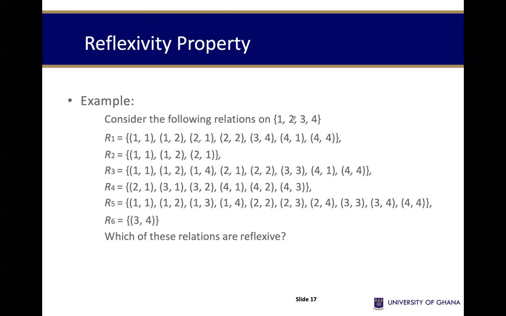We're going to check whether 1 is related to itself. When we are done, we check whether 2 is related to itself. We check 3 is related to itself and 4 is related to itself. We don't care about the others. So 1 is related to itself, that's okay. 2 is related to itself, that's okay. But I don't see 3 related to itself, but I see 4 is related to itself. So because I'm not seeing 3 is related to itself, I'm concluding that R1 is not reflexive.